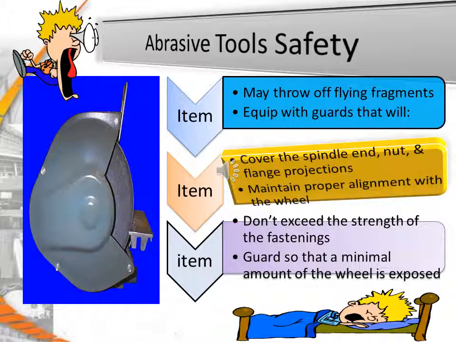Abrasive tool safety. These tools may throw off flying fragments. Equip them with guards that will cover the spindle end, nut, and flange projections. Maintain a proper alignment with the wheel. Don't exceed the strength of the fastenings, and guard them so that a minimal amount of wheel is exposed. Only about 1/8 of an inch between the guard rest and the wheel.